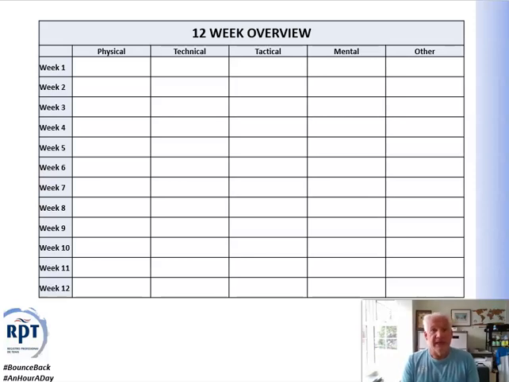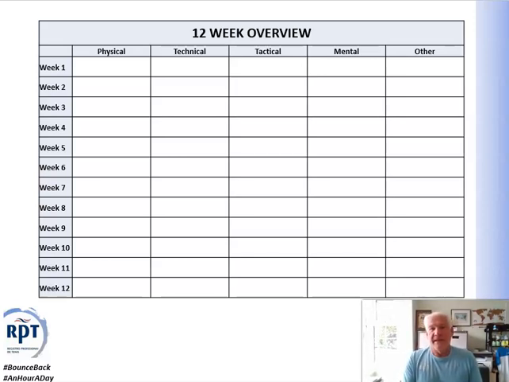The same then for the technical. What are the technical strengths? What are the technical weaknesses? Covering all of the 3 goals that you've set in this 12-week period with repeats. Again, the same tactical and the same on the mental side.